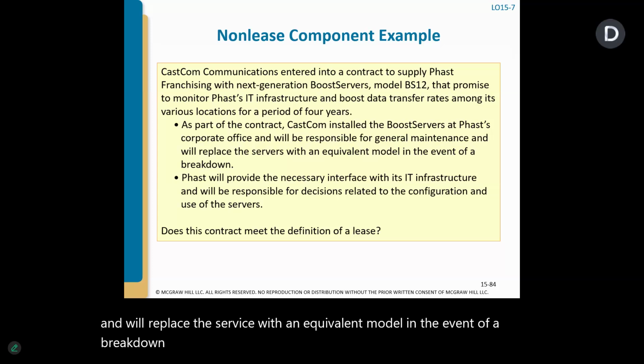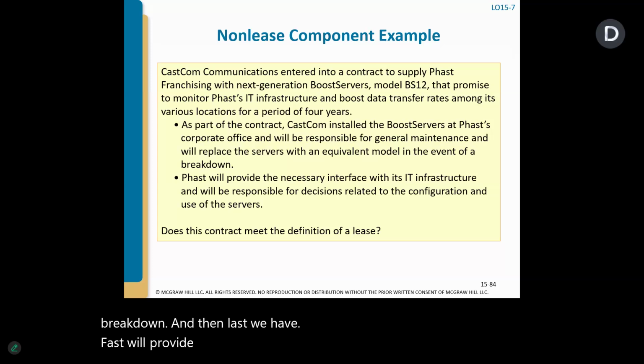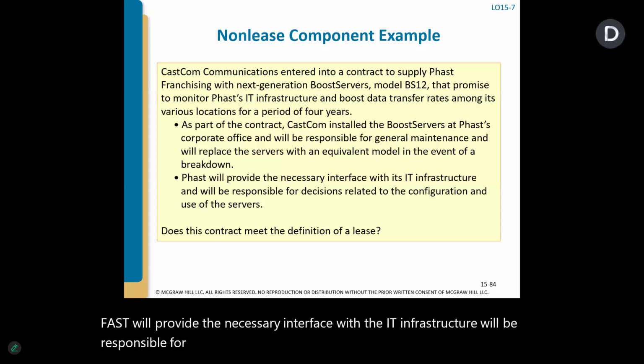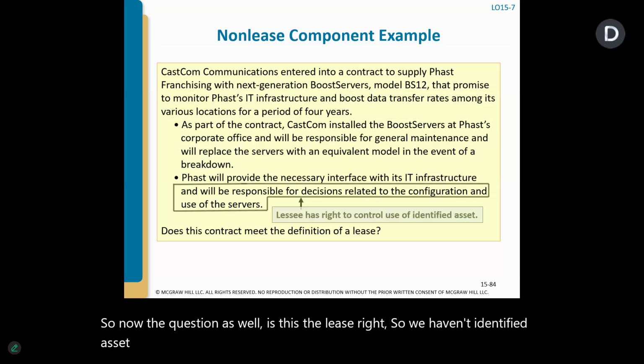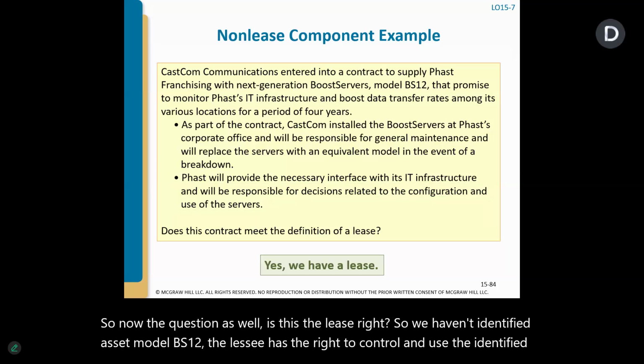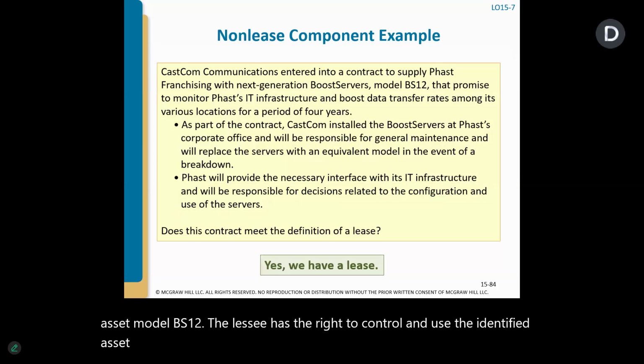And then last, Fast will provide the necessary interface with the IT infrastructure and will be responsible for decisions related to the configuration and the use of the servers. So now the question is, is this a lease? We have an identified asset, model BS12. The lessee has the right to control and use the identified asset. So in such case, yes, there is a lease.